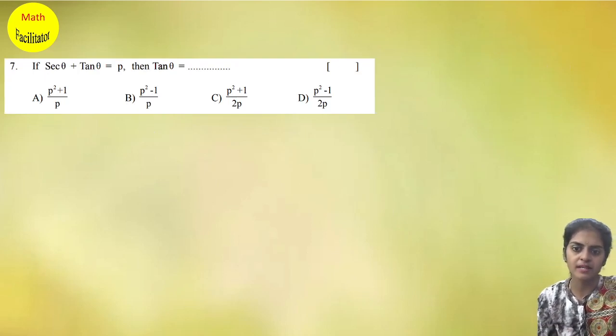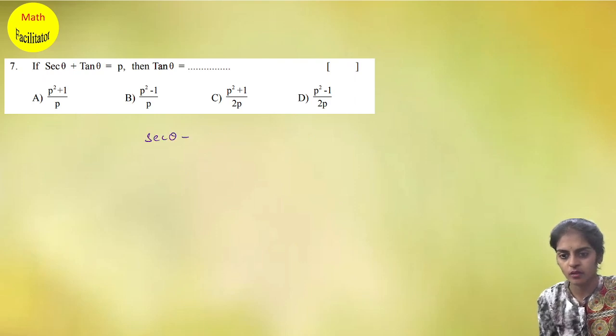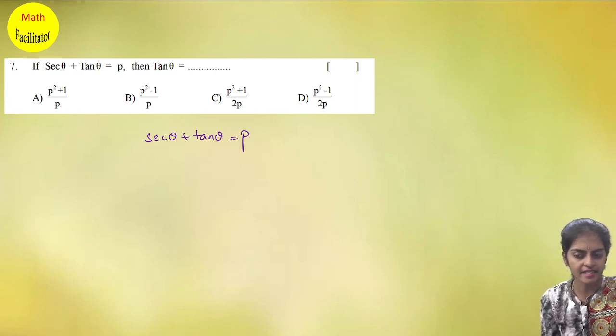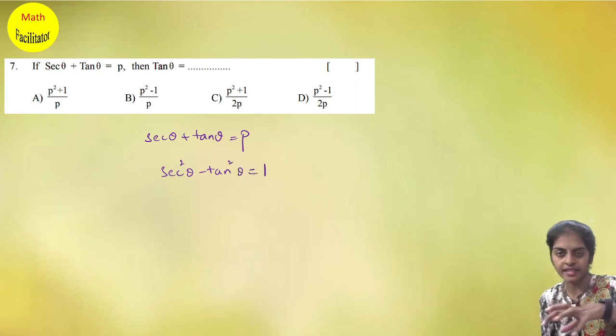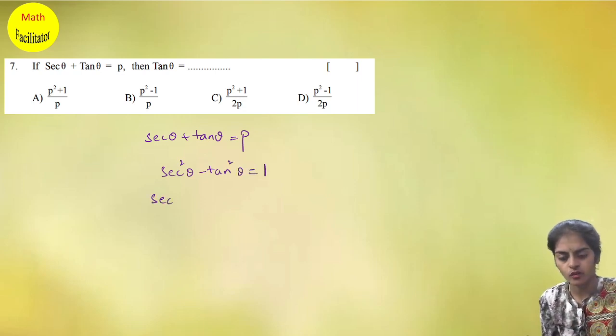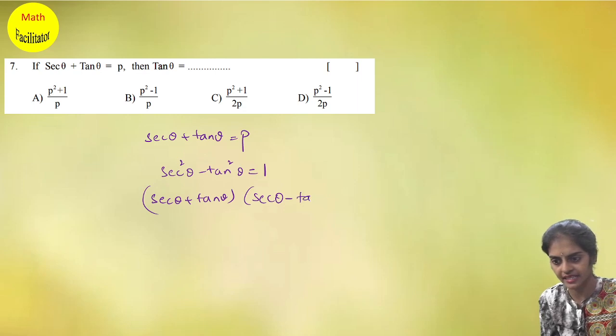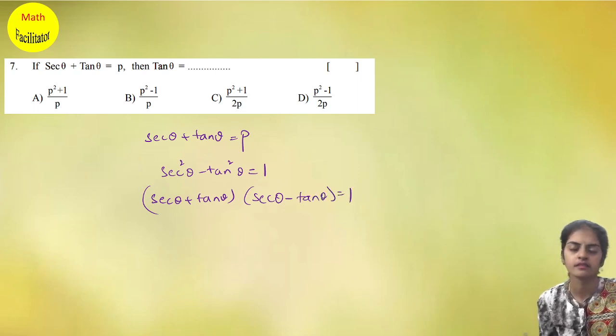If secant theta plus tan theta is P, then what is tan theta? This model question we have done in yesterday's class. We know secant square theta minus tan square theta is 1. I explained why to take this identity in yesterday's class, so since it is part B, I am just taking the steps directly.